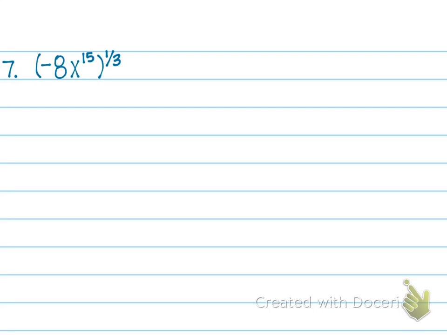In our last example, we have negative 8 times x to the 15th, and then that whole thing is being raised to the 1/3. Since the whole thing is in parentheses, you have to think of it as the 1/3 going to both the negative 8 and x to the 15th. Make sure you realize it goes to both. So we're going to put that whole thing under our cube root.